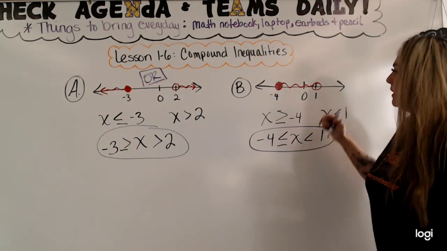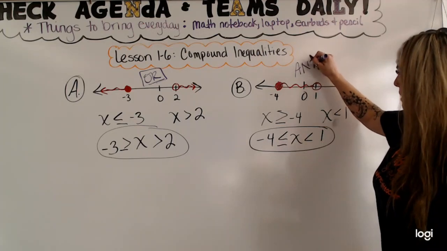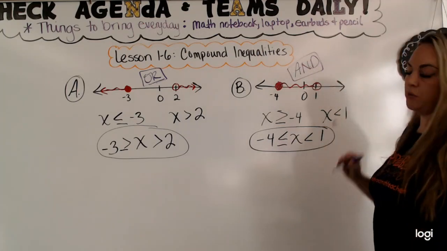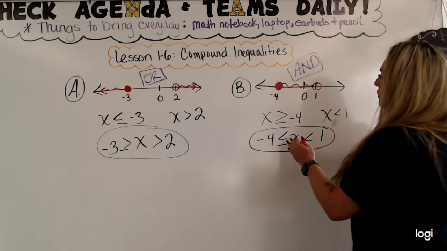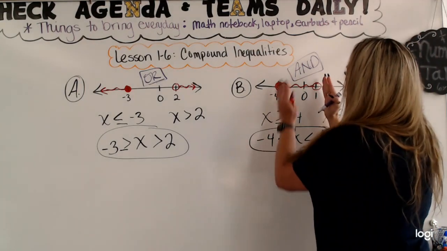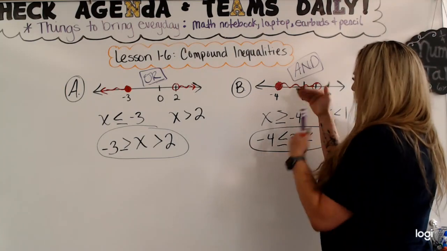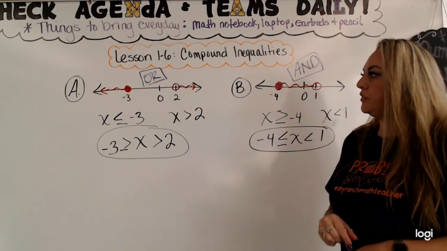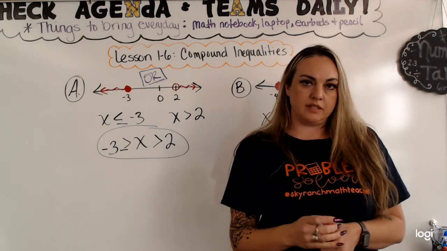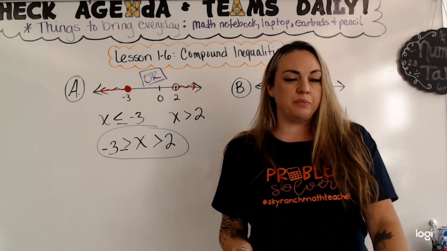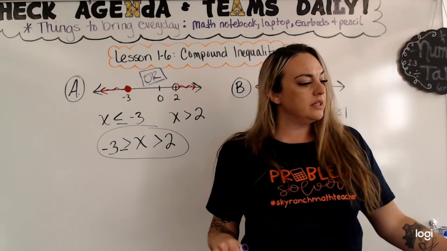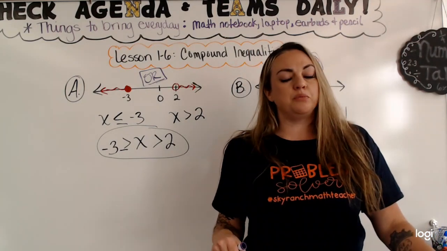This one, they do overlap. So this is called an and inequality because the solutions for x are greater than negative 4 and less than 1. And it's that middle section there that overlaps. Those are the two main types of inequalities. We're going to do a couple more examples. Make sure you're getting all this down in your math notebook. And then we'll give you some practice problems.